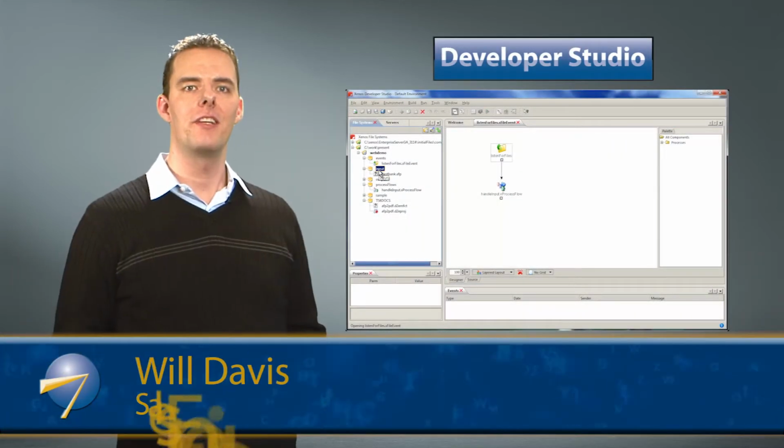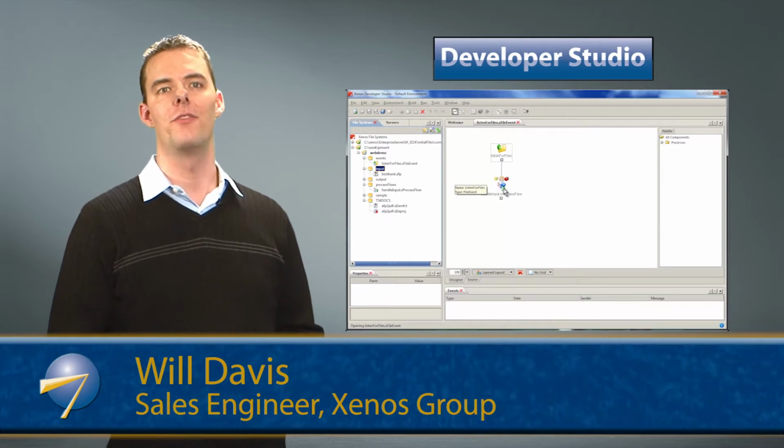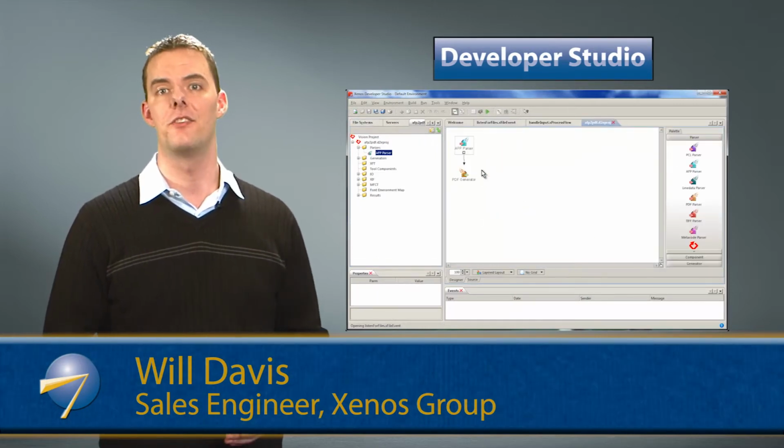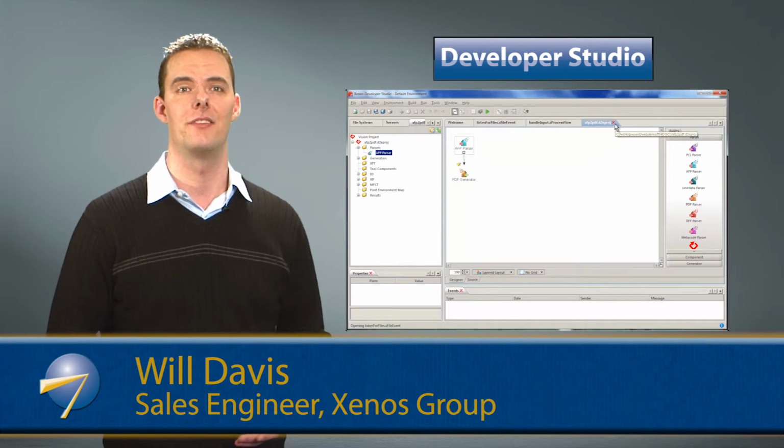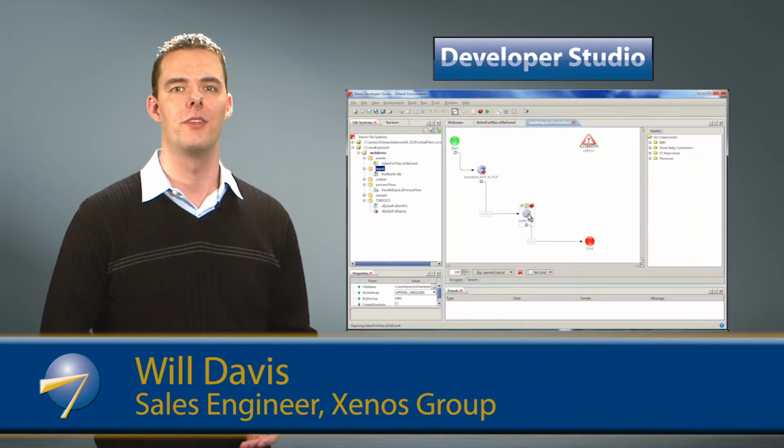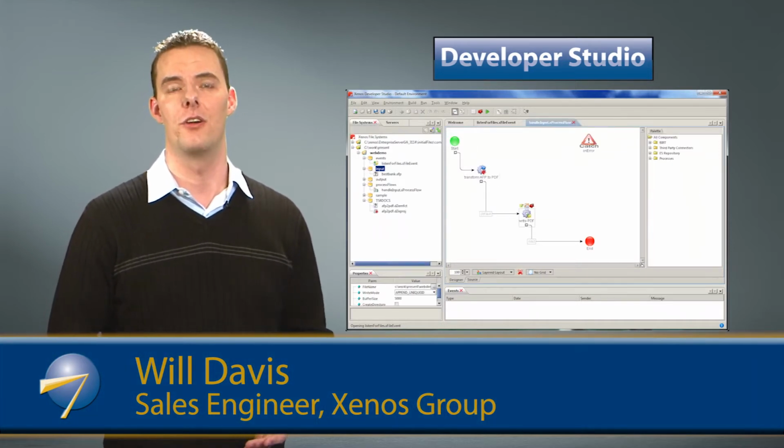In the last demo, we picked up an AFP file from a directory. We transformed it to PDF, and then we saved it in another directory so we could load it into an ECM system. We automated this process without the need for custom scripting or code.